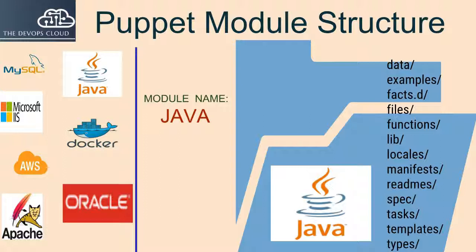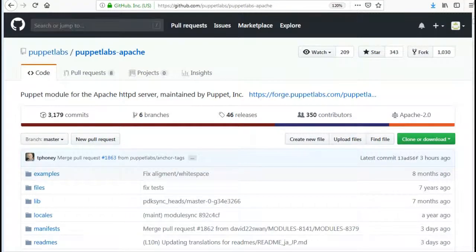Spec contains spec tests for any plugins in the lib directory. Tasks contains Puppet tasks, which can be written in any programming language that can be read by the target node. Templates contains templates, which the module's manifests can use to generate content or variable values. Types contains resource type aliases. Now let's take an example of the Puppet Labs Apache module.